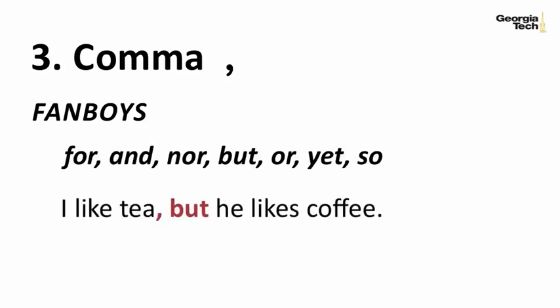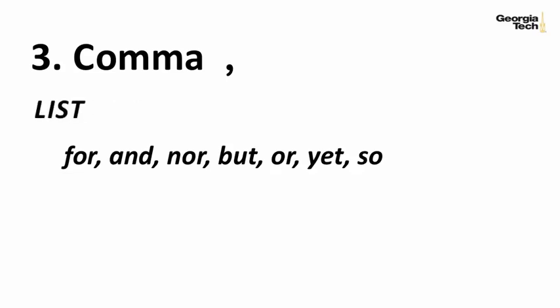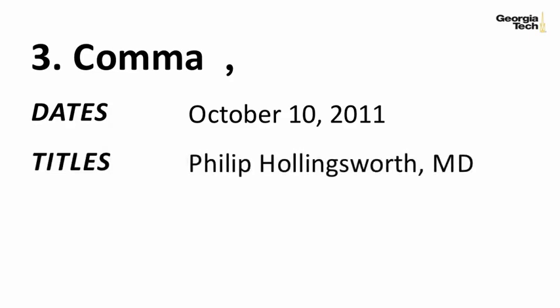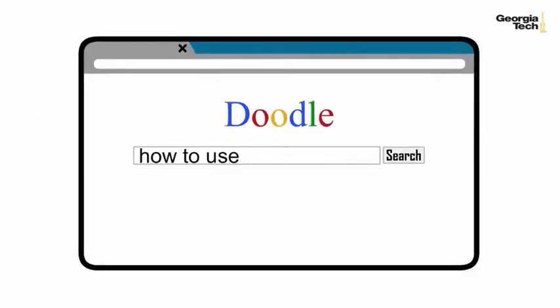2 sentences. Next, a list is where you would need commas. Look at how I wrote all of the fanboys. I had to put a comma in between all of them because they are a series or a list of things. You also use commas to set off all geographical names like Moscow, Russia, or Paris, France, or for items in dates except the month and day, like October 10th, 2011, and for titles in names such as Philip Hollingsworth, MD. This is just basic information about commas, but you can find more information all over the internet on this topic.